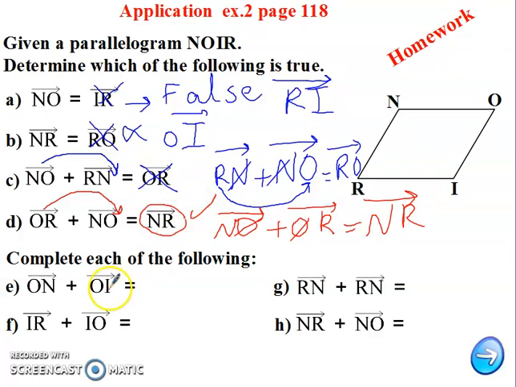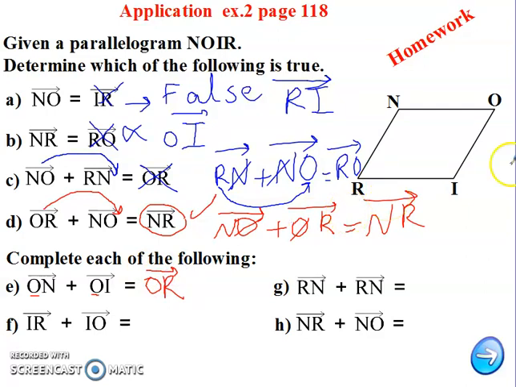Complete each of the following. We are going to add two vectors. Of course, the result will be a vector or the zero vector. NO plus OI. Here we are not using Chasles's rule. We are using the parallelogram rule since the two vectors start from the same point. So their sum, or their result, is the diagonal vector between them, which is OR. Vector OR.